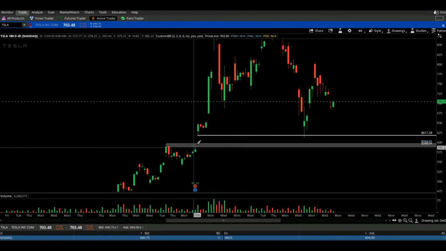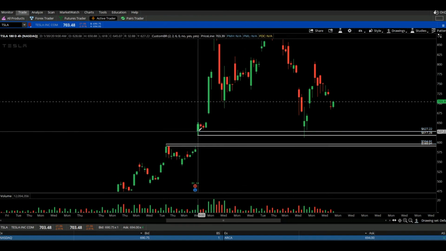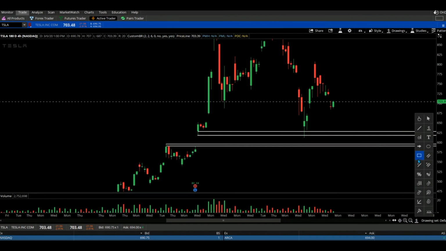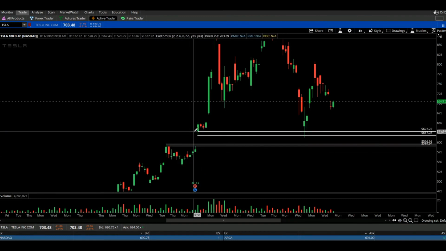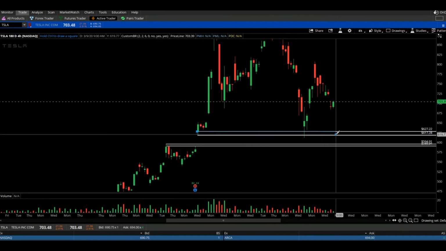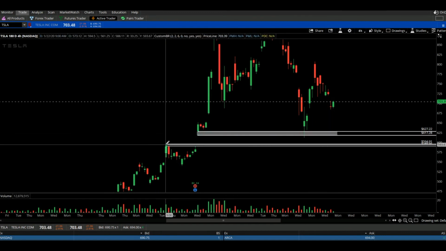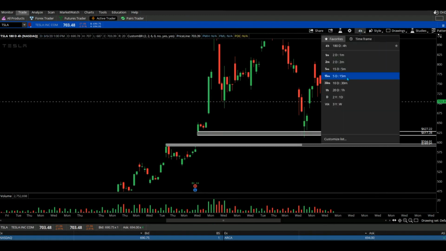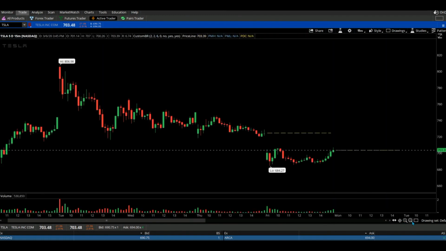Some people make them dotted. Some people do this. What you could also do is go to the tools over here, and I get my rectangle, and you can just draw a box if you're looking to trade this. And then you can come down to your, let's say, 15-minute time frame or whatever you like to trade.